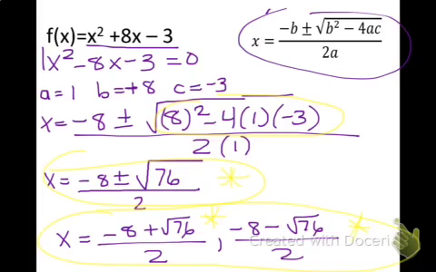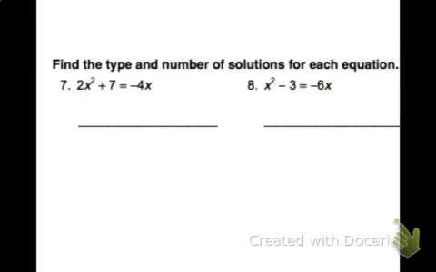Alright, for the next section, it asks you to find the type and number of solutions. All this means is you need to find out what your discriminant is, and you're going to use that little table that you had in your notes from yesterday. So for the first one, we need to find out what the discriminant is, but first we need to put it in standard form, and it's not in standard form.